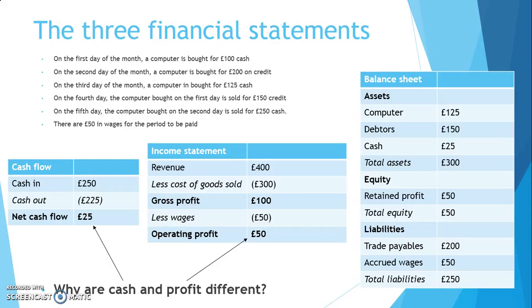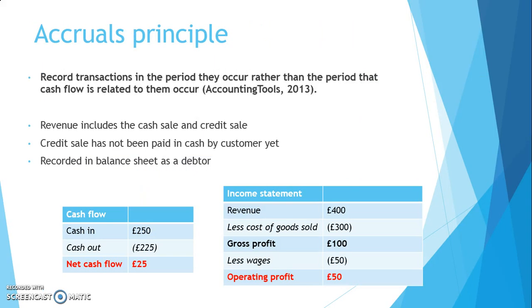So we can see that the net cash flow figure and the operating profit figure are different, but why is this the case? The reason for this is the accruals principle. This is where transactions are recorded in the period they occur rather than the period in which the cash flow related to them occurs. Therefore, the revenue in the income statement includes both the cash and credit sale.